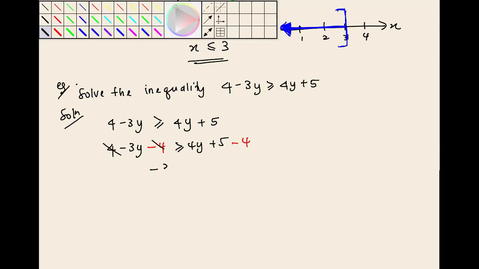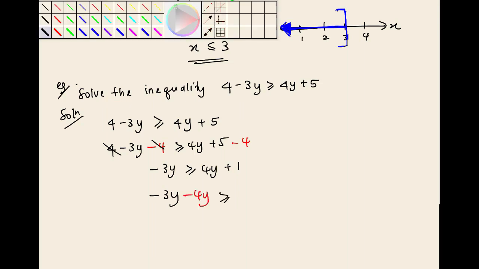I get negative 3y is greater than 4y plus 1. I now have y on the right hand side and it is 4y. Don't bring it, don't say bring to the left, bring to the right. No. So I just minus 4y. So I minus 4y on the left and right. So I minus 4y on the right.